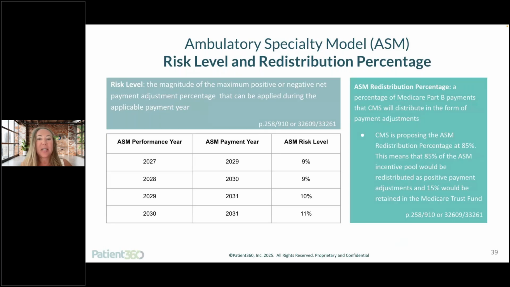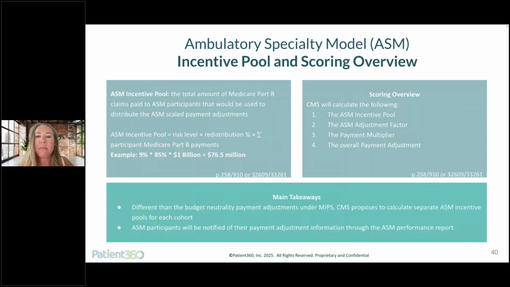So here we are with the incentive pool. So the ASM incentive pool, essentially, is going to be different than budget neutrality. So we have to shift gears here. It's a fixed percentage of the total amount of Medicare Part B covered professional service claims paid to ASM participants with final scores that would be distributed in the form of scaled payment adjustments during an ASM payment year. CMS is going to calculate the ASM incentive pool using the ASM risk level for the appropriate payment year and the ASM redistribution percentage. So for example, we know that the first 2 payment years will have a risk level of 9%. We know that CMS proposes to set the redistribution at 85. And let's assume that the sum of the ASM participant Medicare Part B payments totals $1 billion. Multiplying these values together is going to get us a $76.5 million ASM incentive pool.